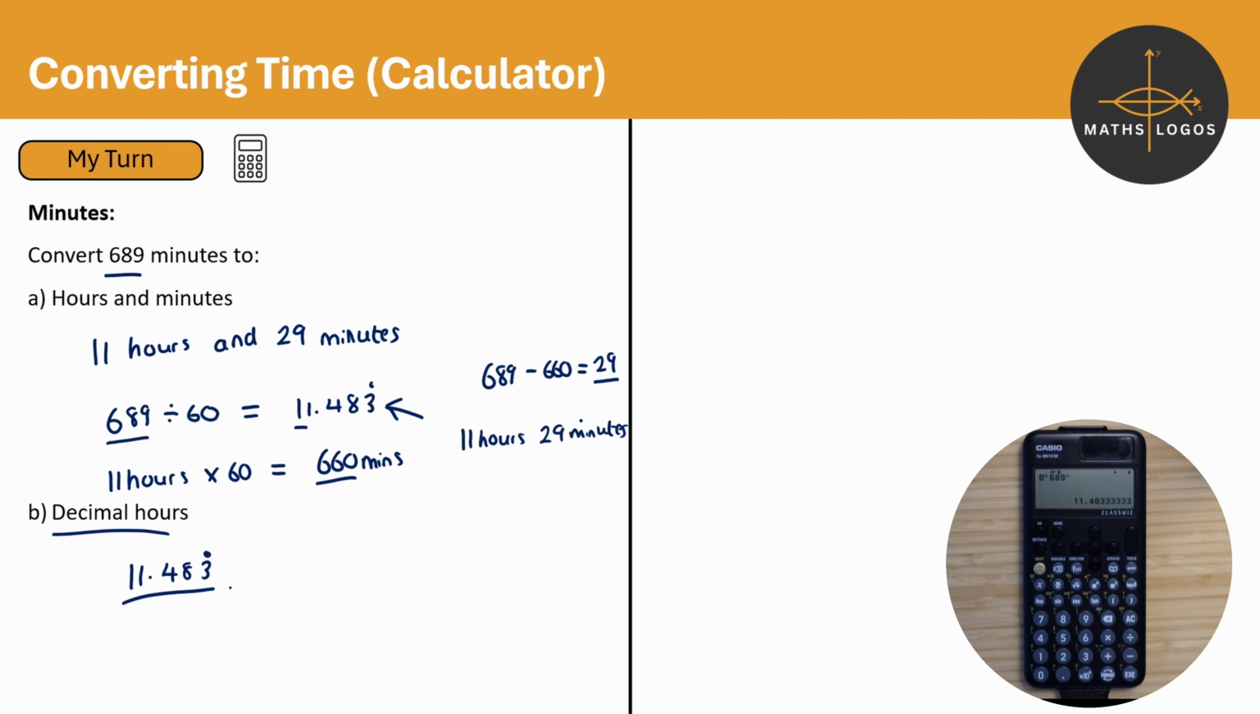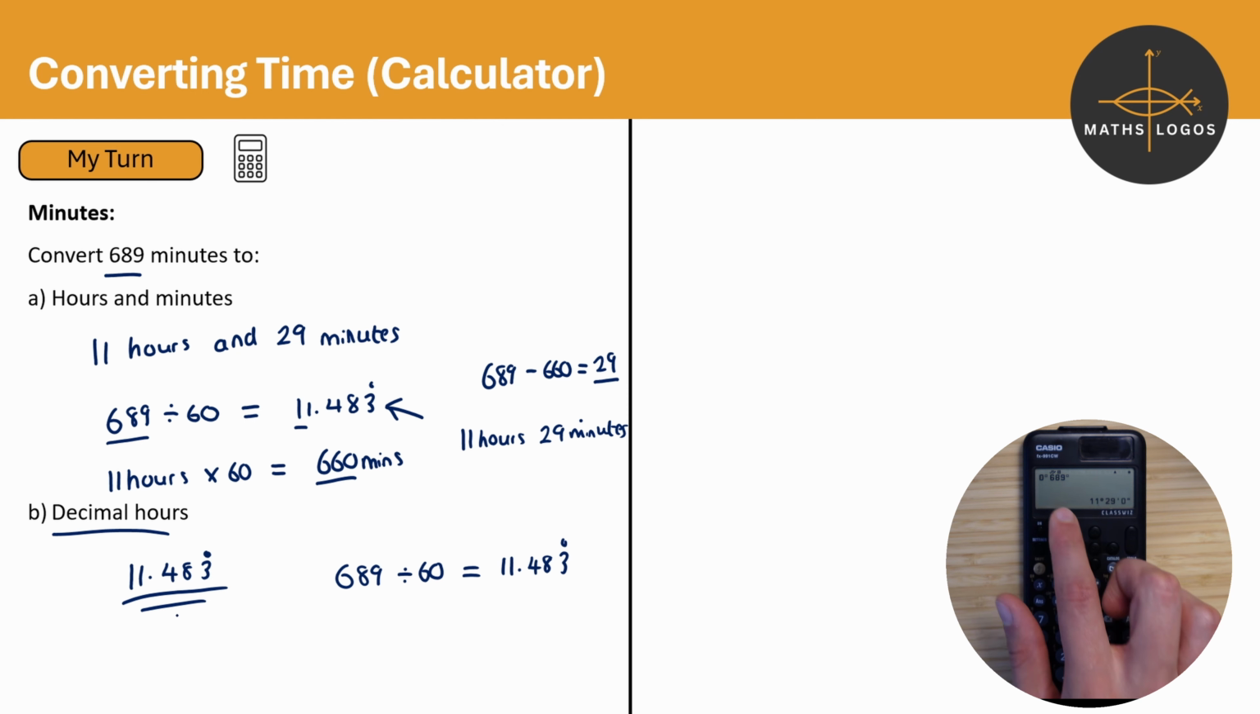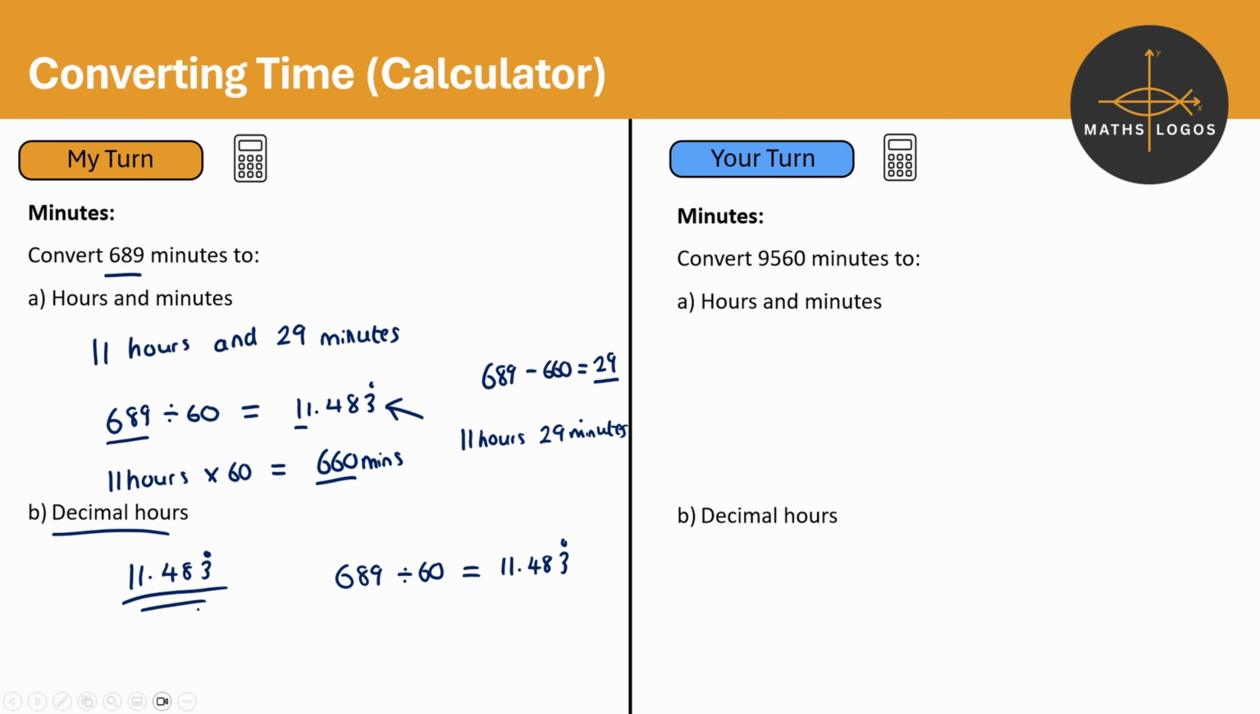11.483 recurring like this. Now, of course, we could also have done that by doing the 689 minutes divided by 60, and that would also give me my answer. The reason I showed you this way is because let's say you'd already turned it into 11 hours and 29 minutes, and you wanted to just quickly turn that into a decimal, all you'd have to do is hit format and turn it into a decimal like that. Pause the video and give this question a go.